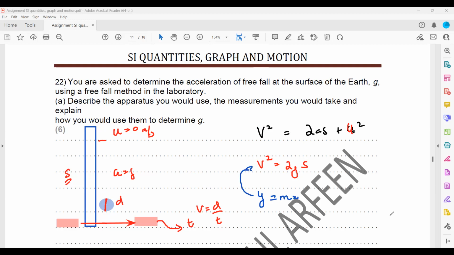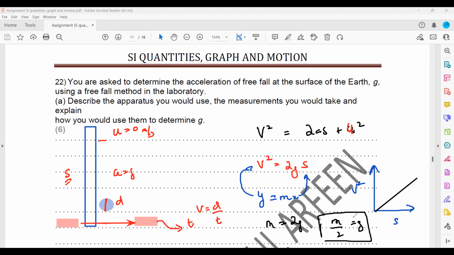So on the y-axis, if I plot v squared, and on the x-axis I plot the displacement, what will be the gradient of this line? The gradient of this line will be equal to 2g. So in this case, the gradient equals 2g. If I need the acceleration due to gravity, then gradient divided by 2 equals g.